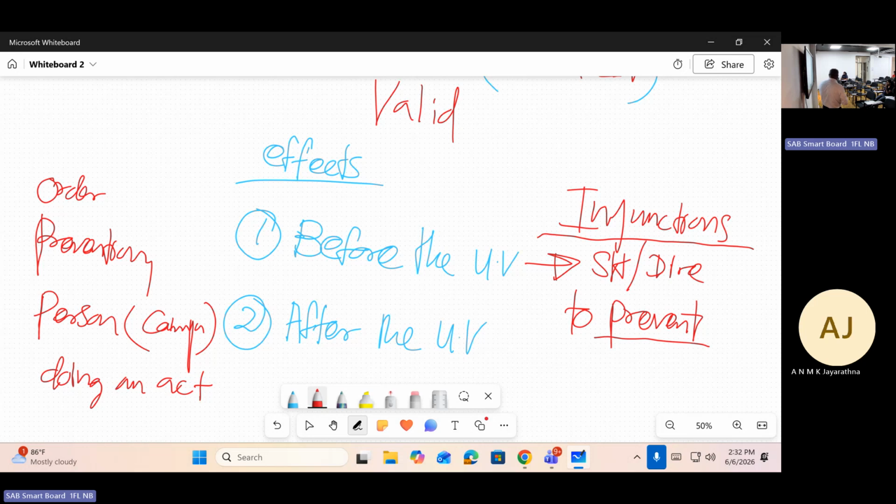However, this is before engaging into an ultra vires transaction. After engaging into an ultra vires transaction, there is nothing to prevent.